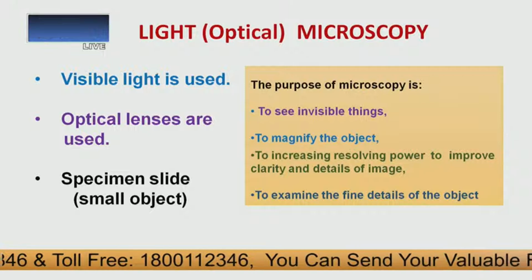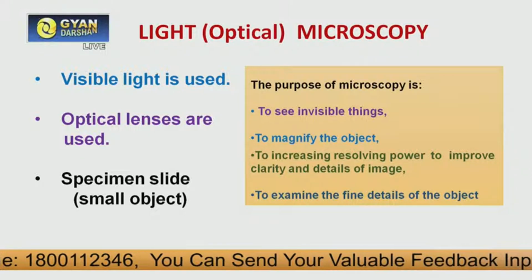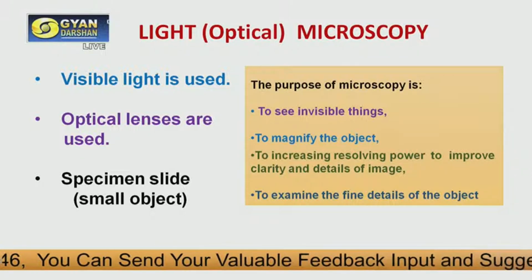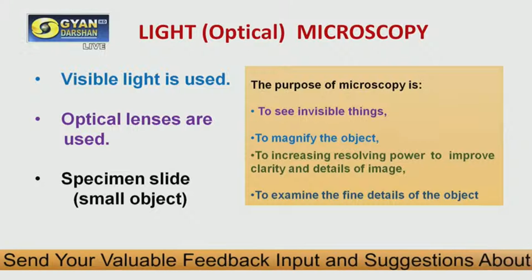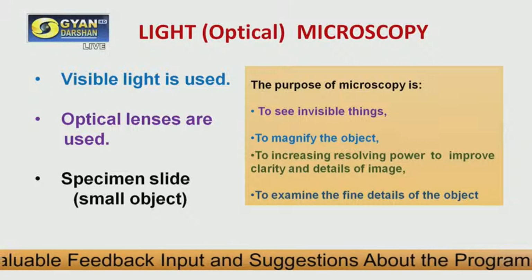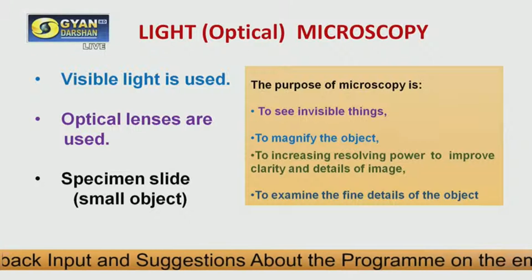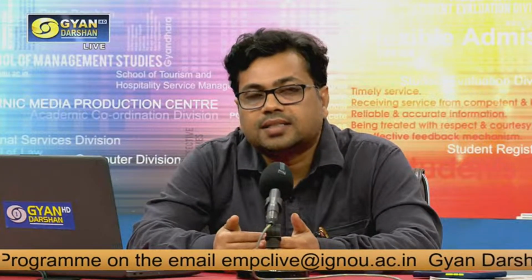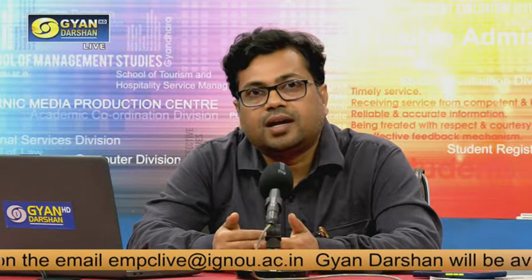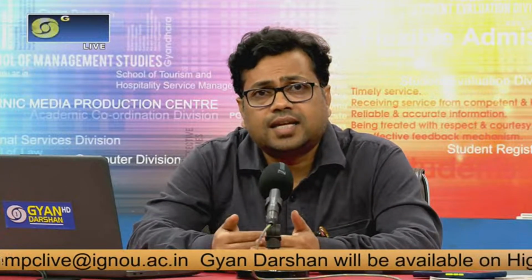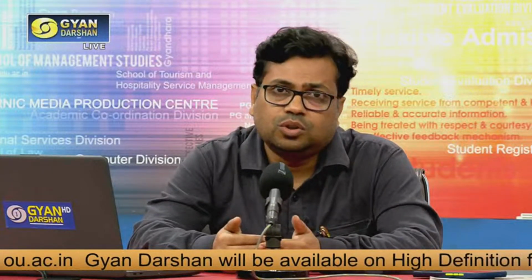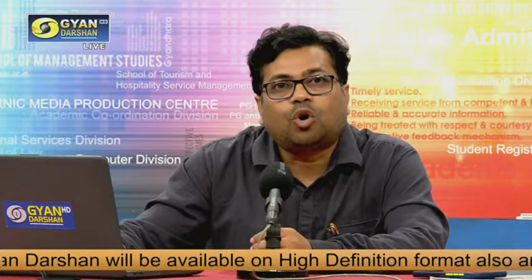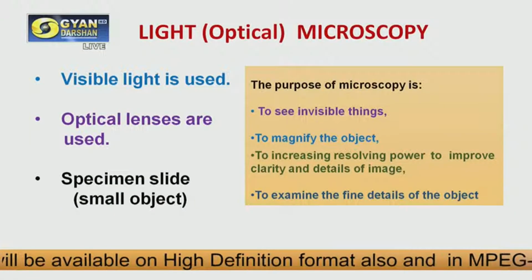Basically a light microscope uses light and optical lenses. This is the combination of light and optical lenses to visualize a biological specimen. The biological specimen can be plant cells, animal cells, bacteria and viruses, and other things, including non-living things also. This is the relevant topic of microscopy in the biological sciences.